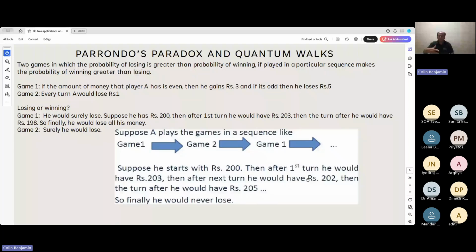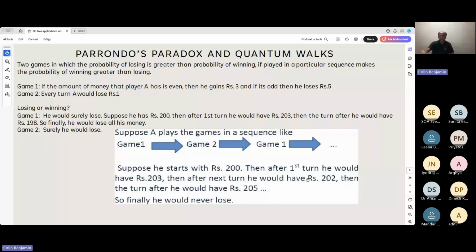He starts with, say here, 200, that's an even number. Then after the first turn, he has got 203. So the next turn, he would have a reduction of 1 because he's playing game 2. And then again, every turn he wins. And then finally, you will see this alternate reduction and increase will finally lead him to win in this game. So basically, using two losing strategies, you have won.